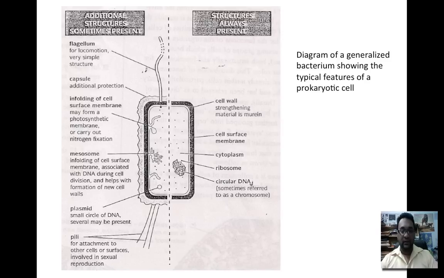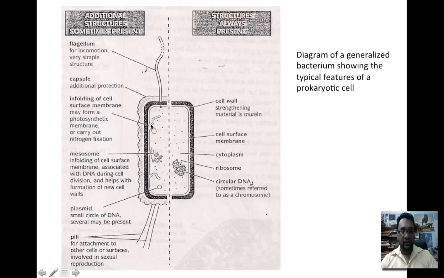Alright? So I won't give you that answer. I'll let you do some research and see what is the main material that makes up the cell wall of prokaryotic cells. They have a cell surface membrane, cytoplasm, ribosome, and circular DNA. So this is circular DNA. And we'll talk a little bit more about that just now.